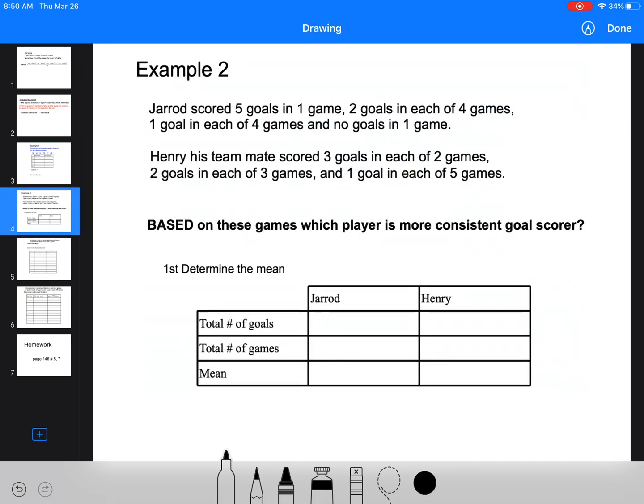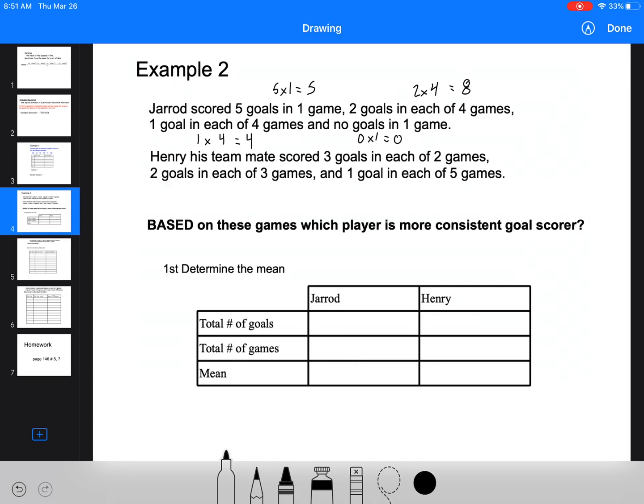All right, example 2. Jared scores 5 goals in 1 game, 2 goals in 4 games, 1 goal in 4 games, and no goals in 1 game. So we've got total number of goals for Jared, and then it goes through and gives Henry a whole bunch. So Jared's total number of goals: he's got 5 goals in 1 game, 2 goals in 4 games. So we've got 5 times 1, 2 times 4, 1 times 4, and 0 times 1. So he's got 5 goals up here, 8 goals up here, 4 goals up here, and 0 goals up here.